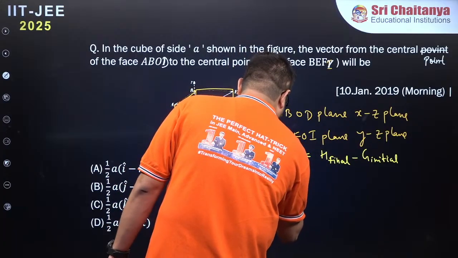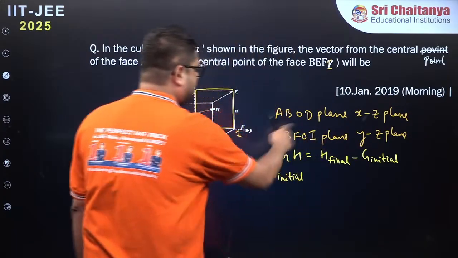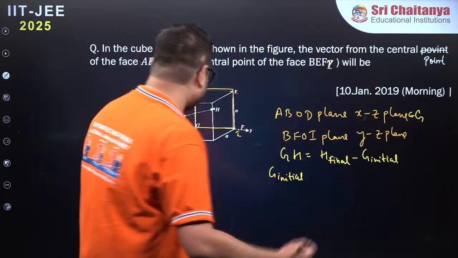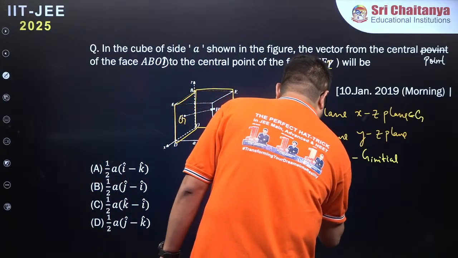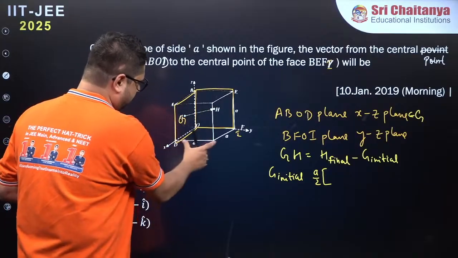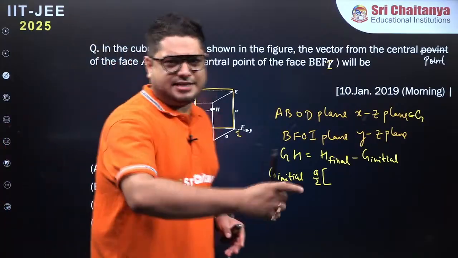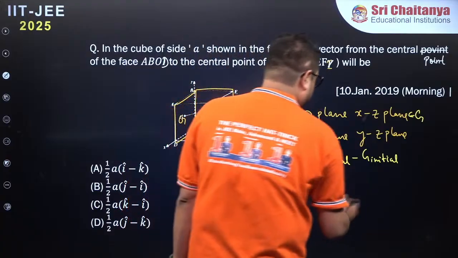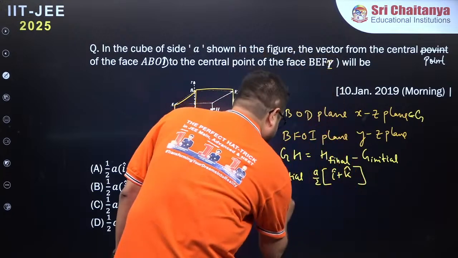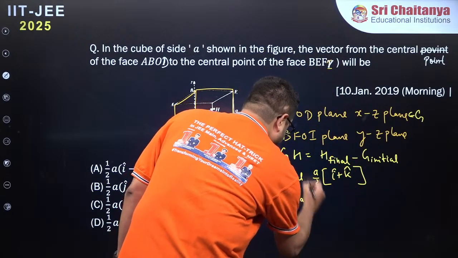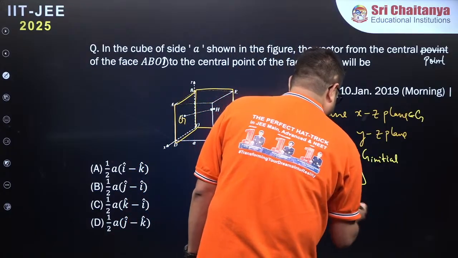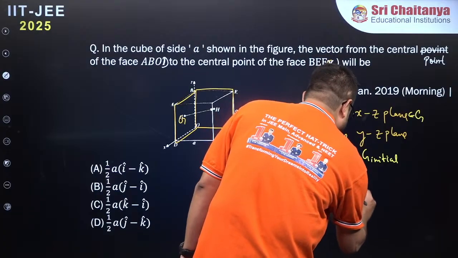So let's start with G initial. G point lies in the XZ plane, isn't it? So the unit vector, you can write it down as A by 2, because it's half of the side of the cube, or you can say the edge length of the cube. So this is going to be equivalent to I cap plus K cap. Similarly, the H final point, that is going to be written as A by 2, YZ means J cap plus K cap.